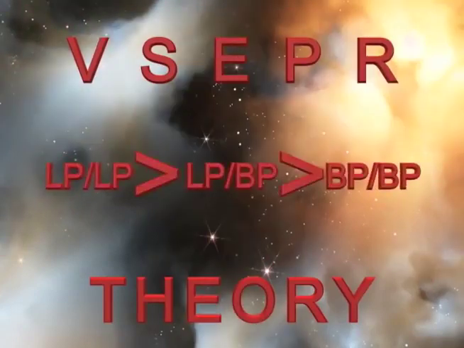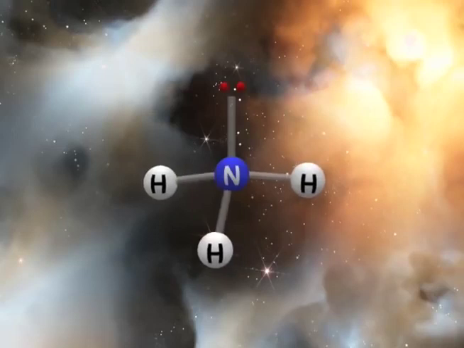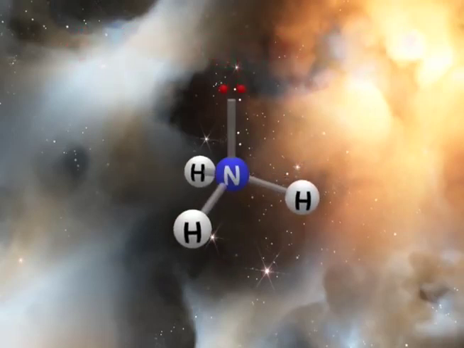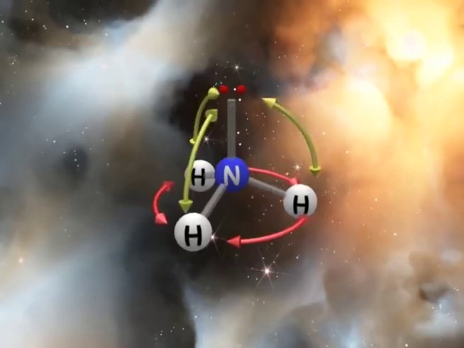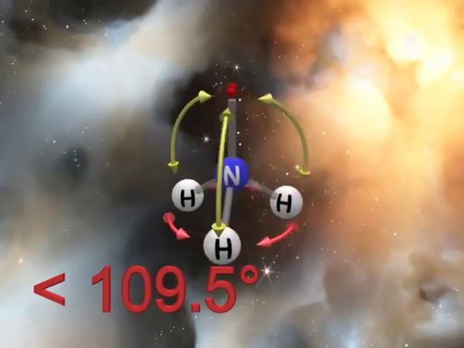A general trend that allows predictions from ideal bond angles is lone pair-lone pair interactions are greater than lone pair-bonding pair interactions, which are greater than bonding pair-bonding pair interactions. The sp3 hybridized nitrogen within the ammonia molecule has 3 lone pair-bonding pair interactions, which will cause the 3 hydrogen atoms to become closer than their ideal bond angle of 109.5 degrees, about 106 degrees.